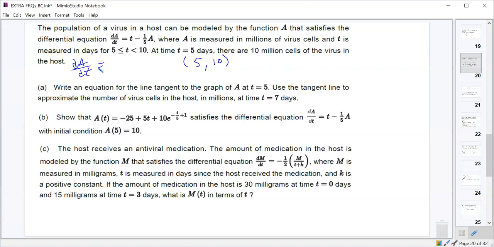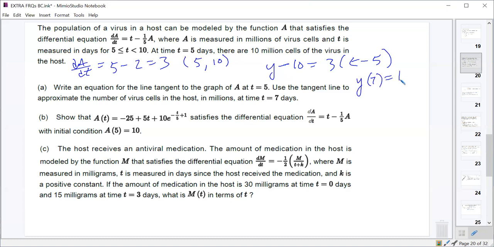So dA/dt equals t, so 5 minus 1/5 of 10, which is 2. So that should give us a slope of 3. And so our equation for our tangent line should be y minus 10 equals 3 times (t minus 5), and then they say approximate that at 7. So approximating at 7 gives us 2 times 3 is 6, plus our 10, which gives us 16.